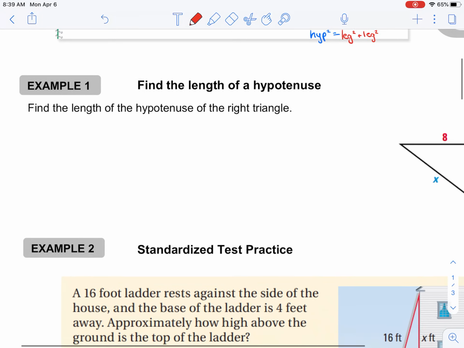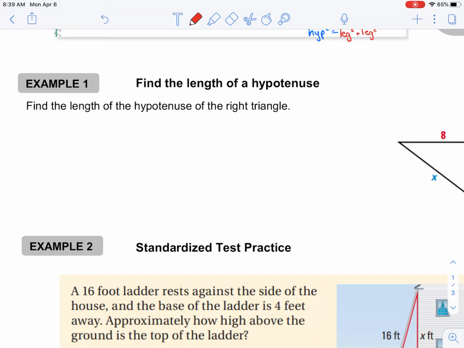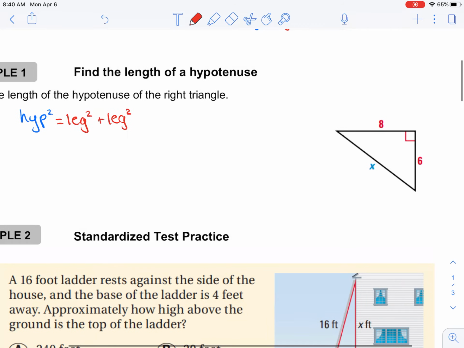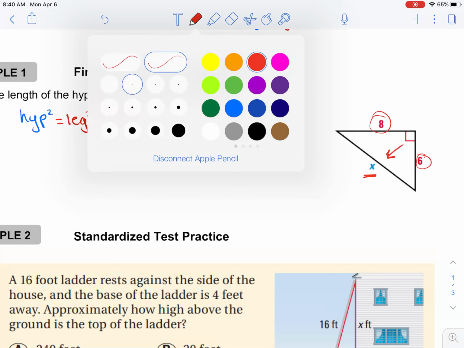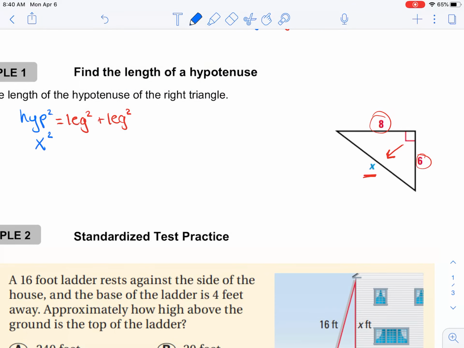So example 1, we're going to find the length of the hypotenuse of the right triangle. So, we're going to start by writing down hypotenuse squared equals leg squared plus leg squared. So let's fill in what we know. They've already color-coded this for us. This is a leg, this is a leg, this is across from the 90-degree angle, so this is our hypotenuse. So we can write this as x squared equals 8 squared plus 6 squared.